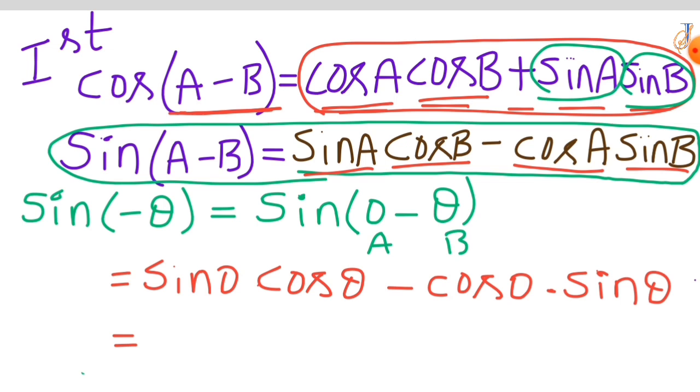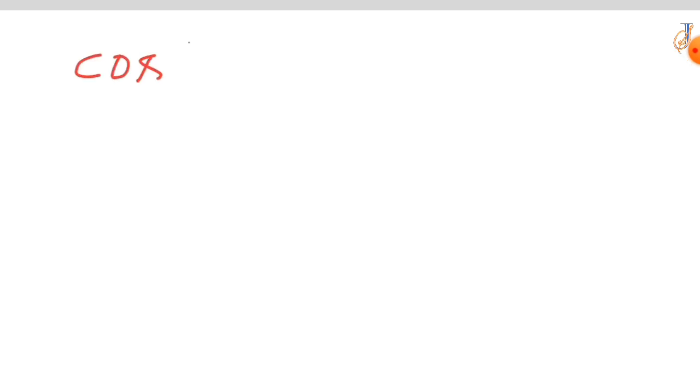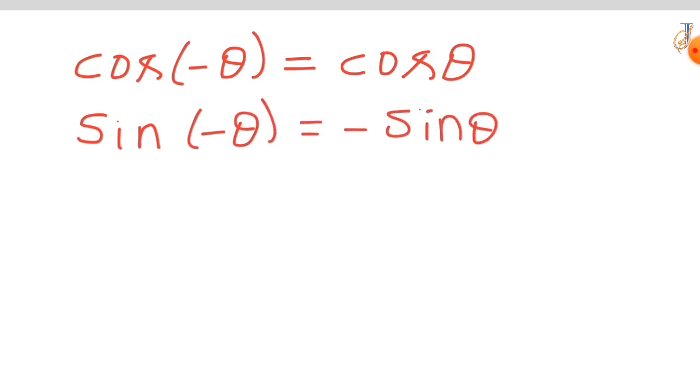We know that sin 0 the value is 0. So 0 times cos theta which is 0 only, minus cos of 0 value is 1. So 1 times sin theta which is sin theta only. So this value 0 minus sin theta which is minus sin theta. So sin of minus theta that is equal to minus sin theta. We proved that cos of minus theta is cos theta, and also we proved sin of minus theta is minus of sin theta. Using these two identities, now we can find tan of minus theta.